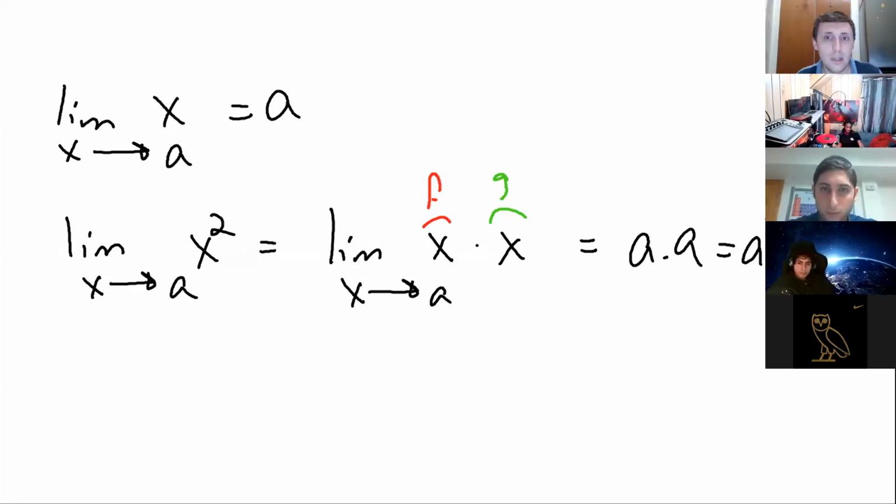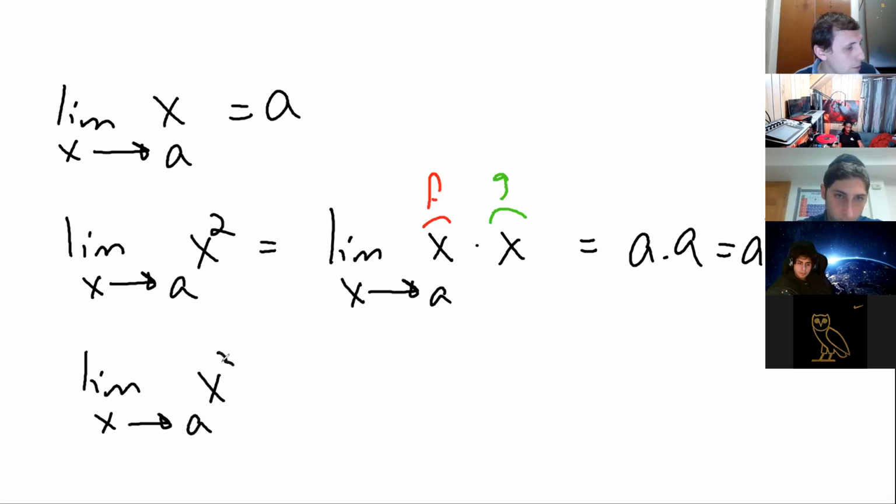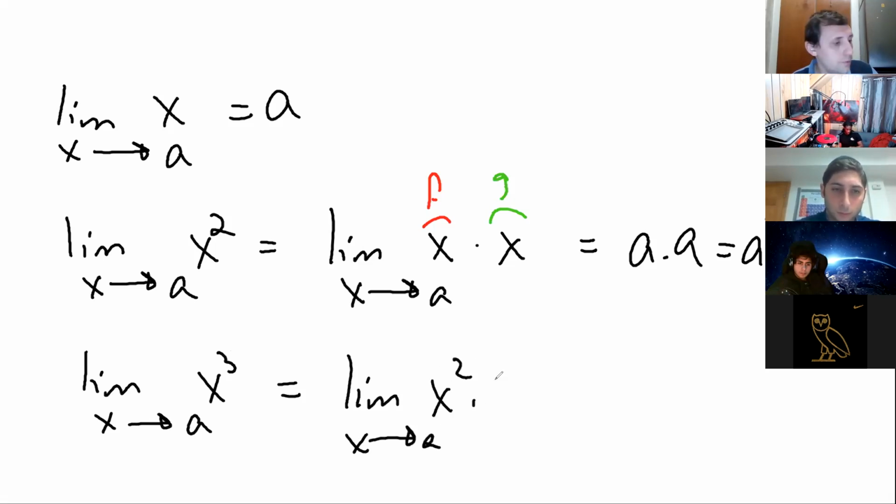Easy, right? So similarly, we can now solve what is the limit as x goes to a of x cubed. I can reduce it to the limit as x goes to a of x squared, which I just figured above, times x. I know x squared is a squared and x is a. So I get a cubed.